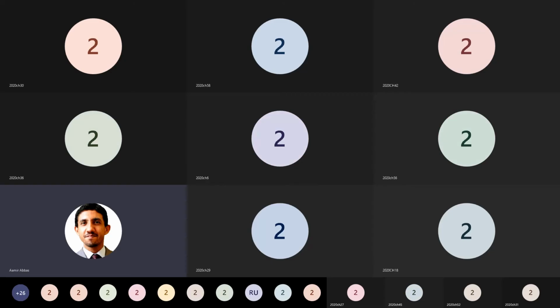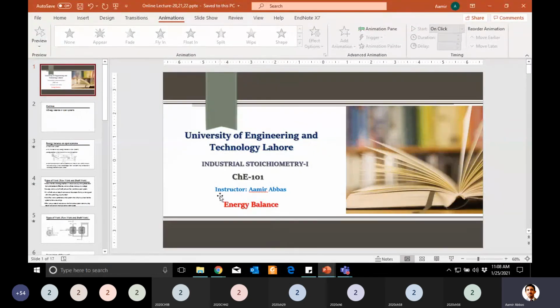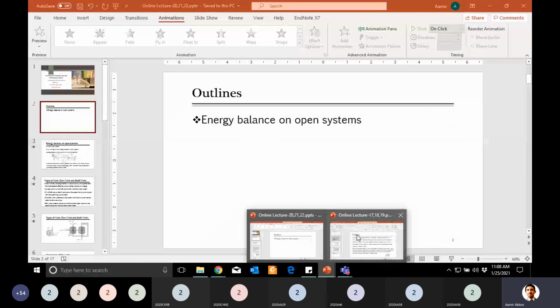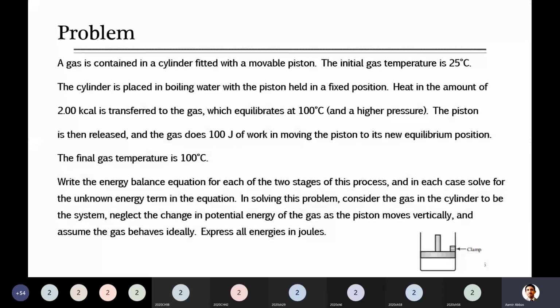Right, Bismillahirrahmanirrahim. So today we have to discuss energy balance on open system. But before that, let me quickly go through a few points of one problem which we solved at the end of the last lecture, and that was an application of the energy balance equation in closed system.